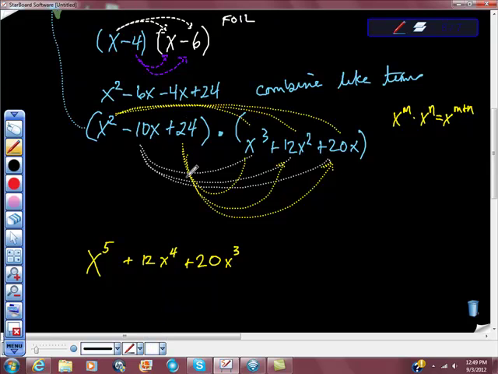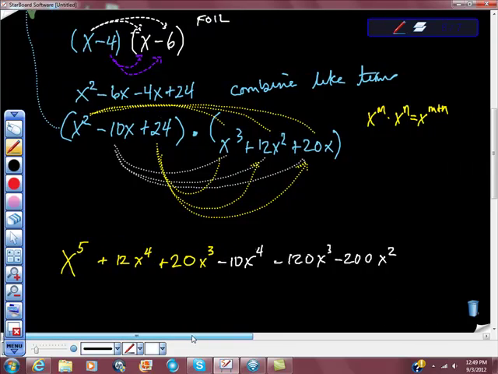All right, now we'll follow the white lines. I'm going to do this piece right here. So negative 10 times x cubed is negative 10x cubed. Negative 120x to the 4th. Somebody already caught that. Good job, whoever you are out there. And then we get negative 200x squared. This is really a lot of math here.